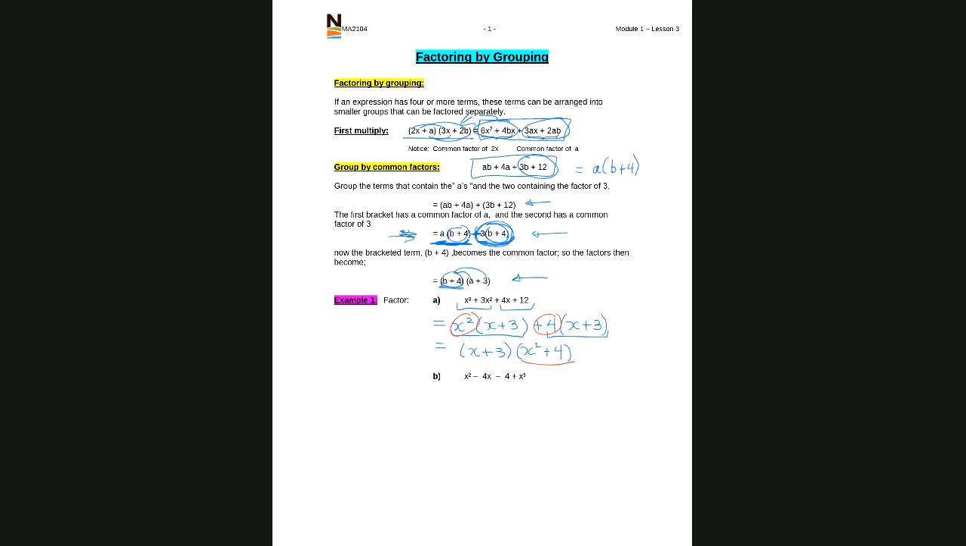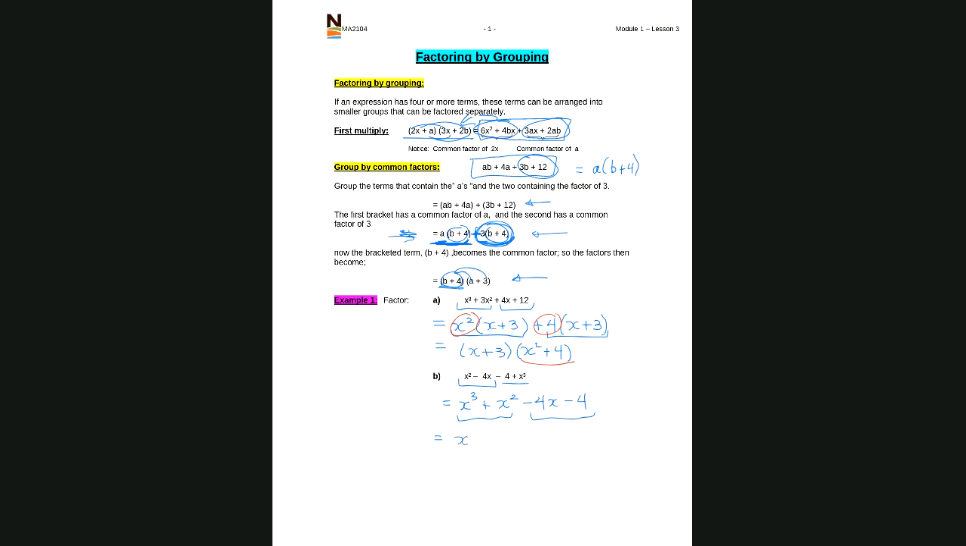Okay, so let's try the next one. The first 2 terms have a common factor of x. The last 2 terms, no common factor. So I'm going to rearrange the terms, and I'm going to put them in the same order as in example 1a, so in order of the degree of x, or the exponent. So we'll put the highest exponent first and then go to x squared, which was a positive, the x term, and the constant term. Okay, so let's do this again. The first 2 terms, common factor of x. The last 2 terms have a common factor of negative 4. You might as well put the negative as well.